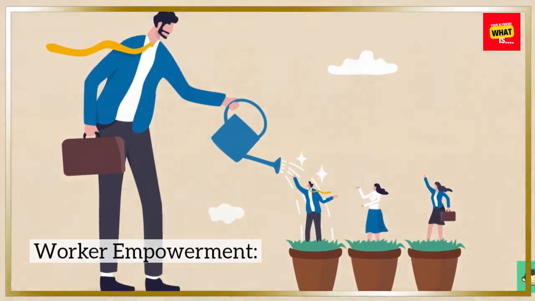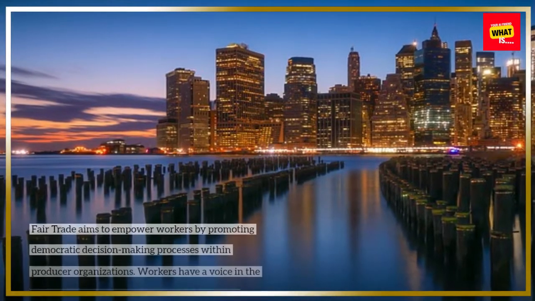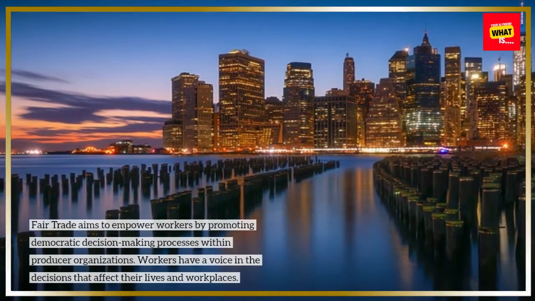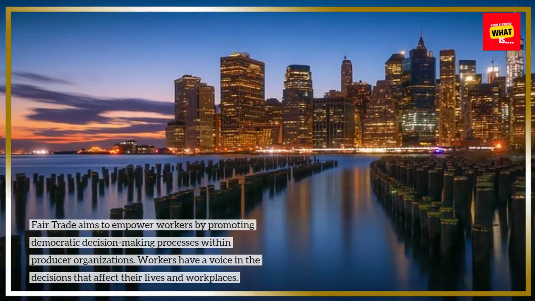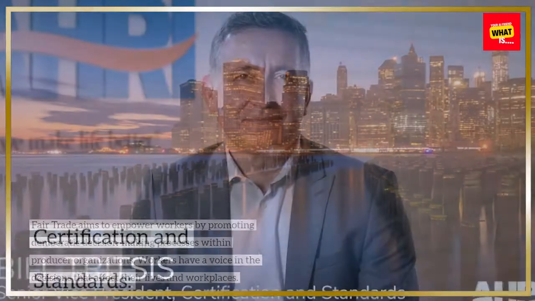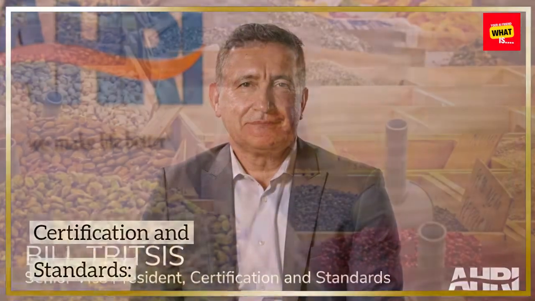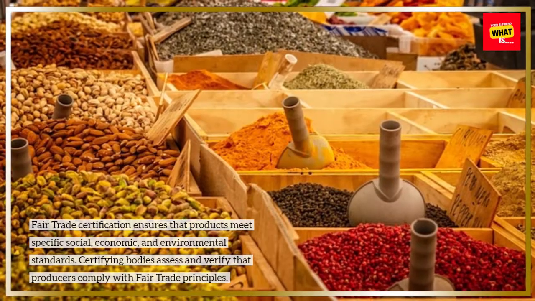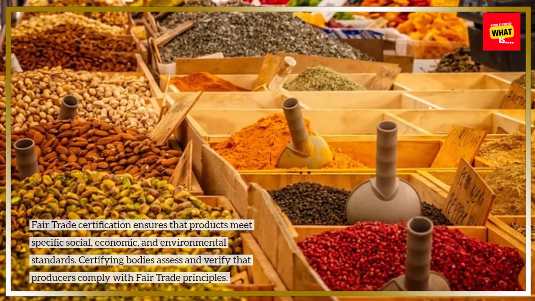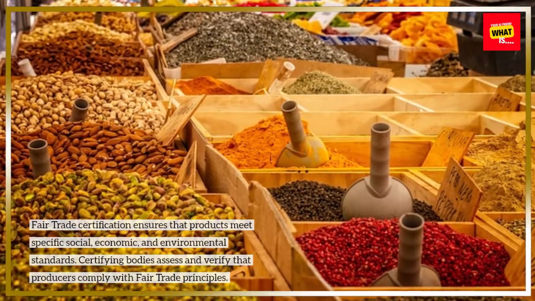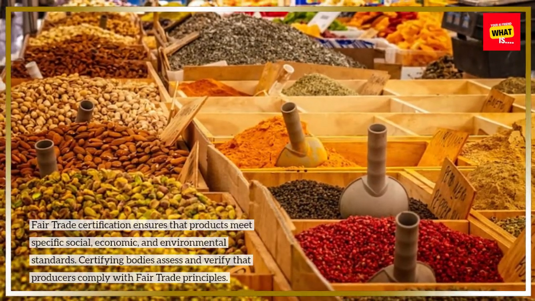Worker empowerment. Fair trade aims to empower workers by promoting democratic decision-making processes within producer organizations. Workers have a voice in the decisions that affect their lives and workplaces. Certification and standards. Fair trade certification ensures that products meet specific social, economic, and environmental standards. Certifying bodies assess and verify that producers comply with fair trade principles.